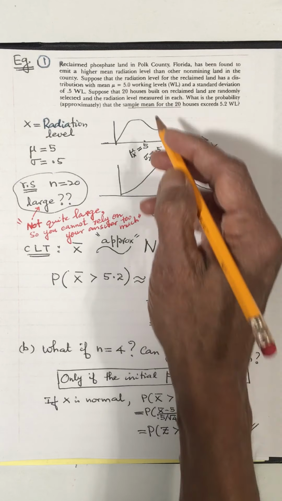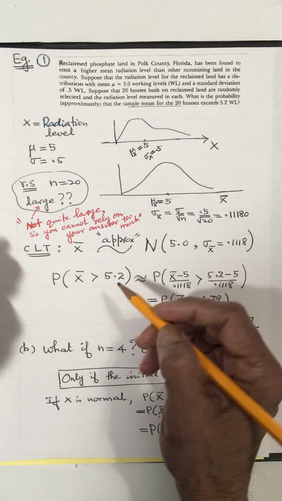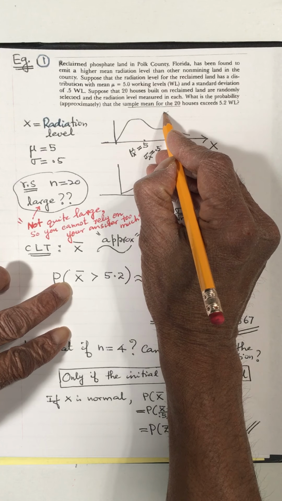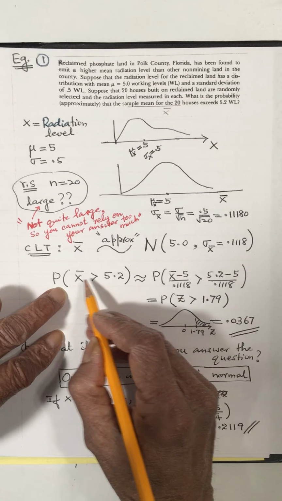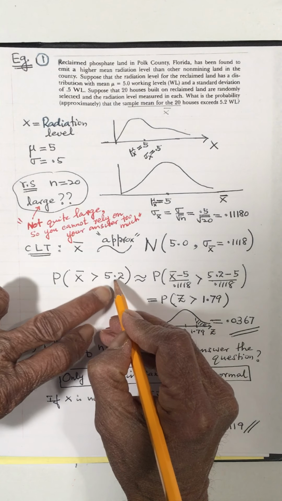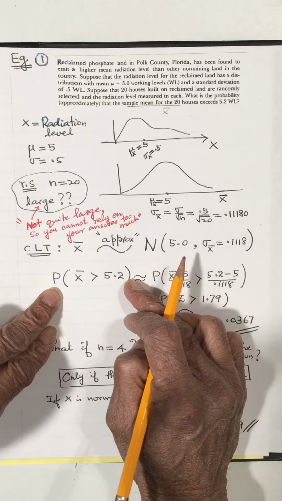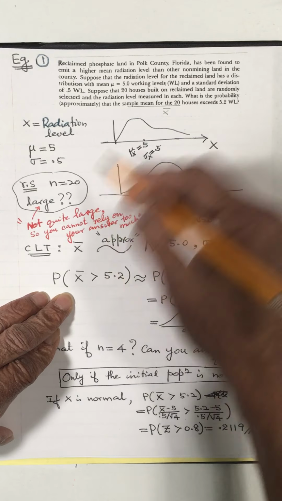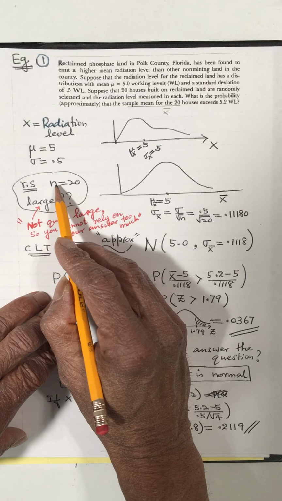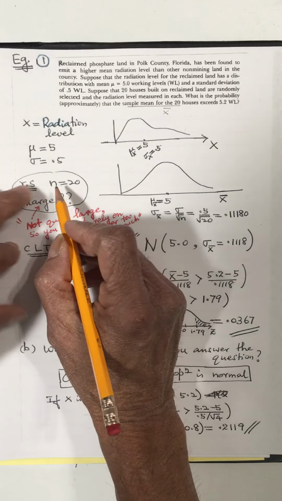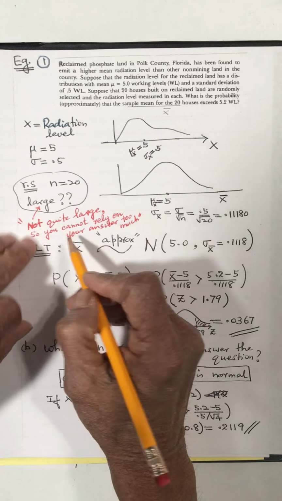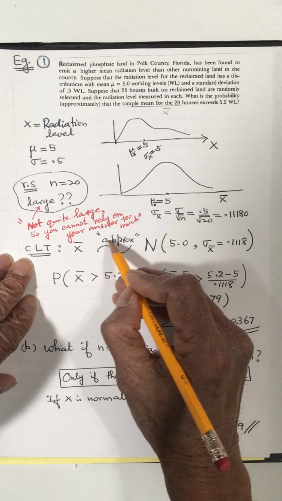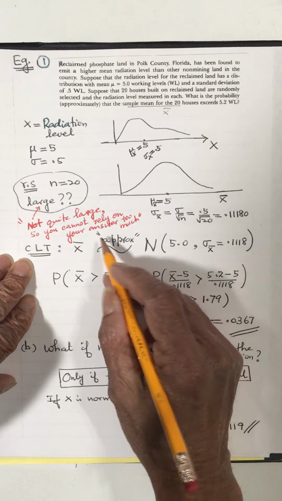When you say the sample mean, the average for those 20 houses, this is referring to x bar. So for those 20 houses it will exceed 5.2. That's what you want to figure out. We cannot do this question unless we have a big sample, because the central limit theorem says that x bar, the average, will follow a normal distribution, but for large n.